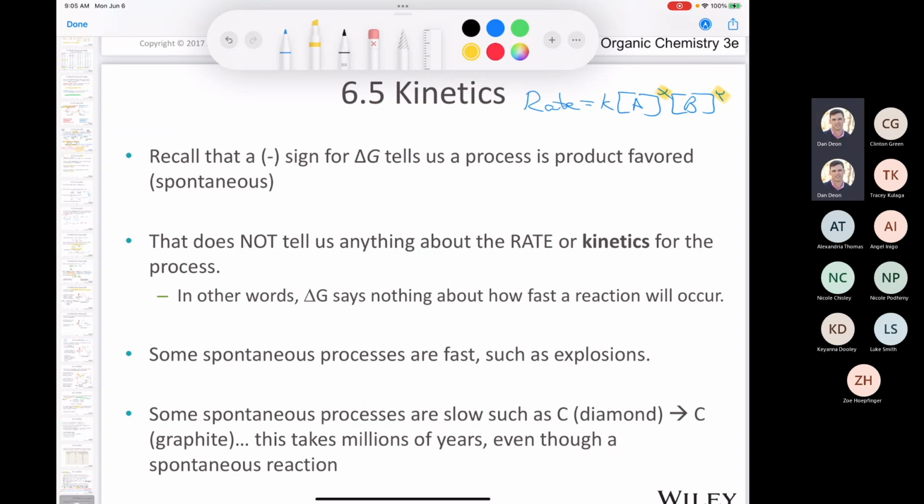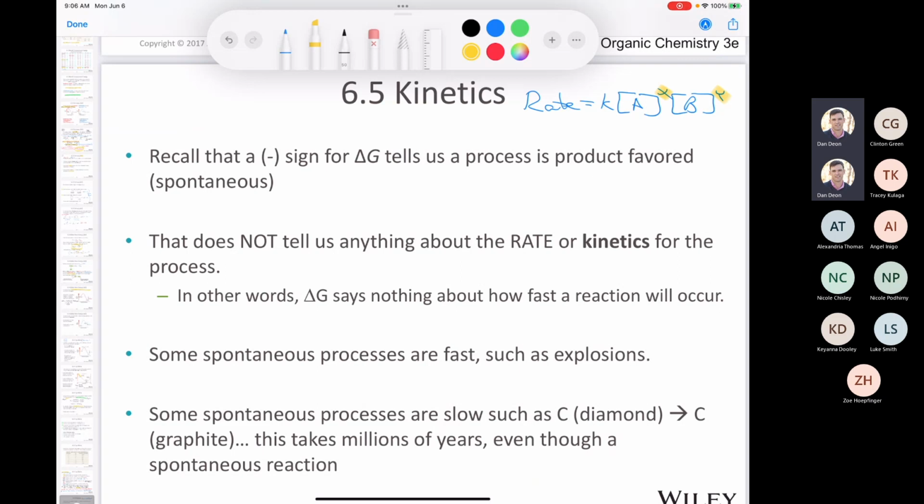You just need to understand what rate is and the factors that affect rate. And I know that you all remember first order, second order, third order reactions. The good news is in this class, we're really only going to look at first and second order reactions, and that's about it. A third order reaction will come up maybe once or twice in the entire breadth of organic chemistry 1 and 2.